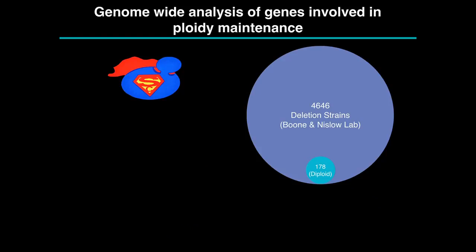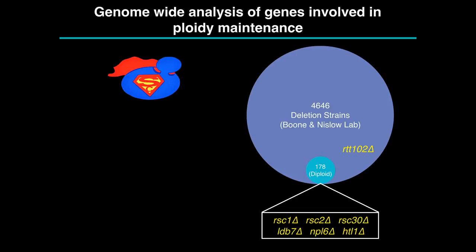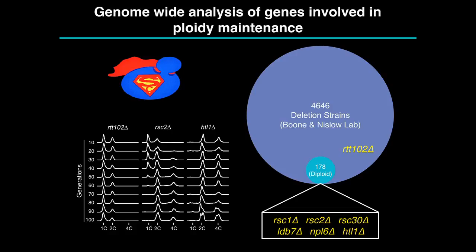Several years ago, the Boone and Nislow labs ran the entire deletion collection through the flow cytometer as a quality control measure. And they actually found a subset of 178 genes that, when deleted, caused spontaneous diploidization. Among the subset were several deletions of subunits of a complex called the RSC complex. And it turns out that 6 out of 7 of the non-essential subunits are critical for ploidy maintenance. And so we wanted to first confirm these results.